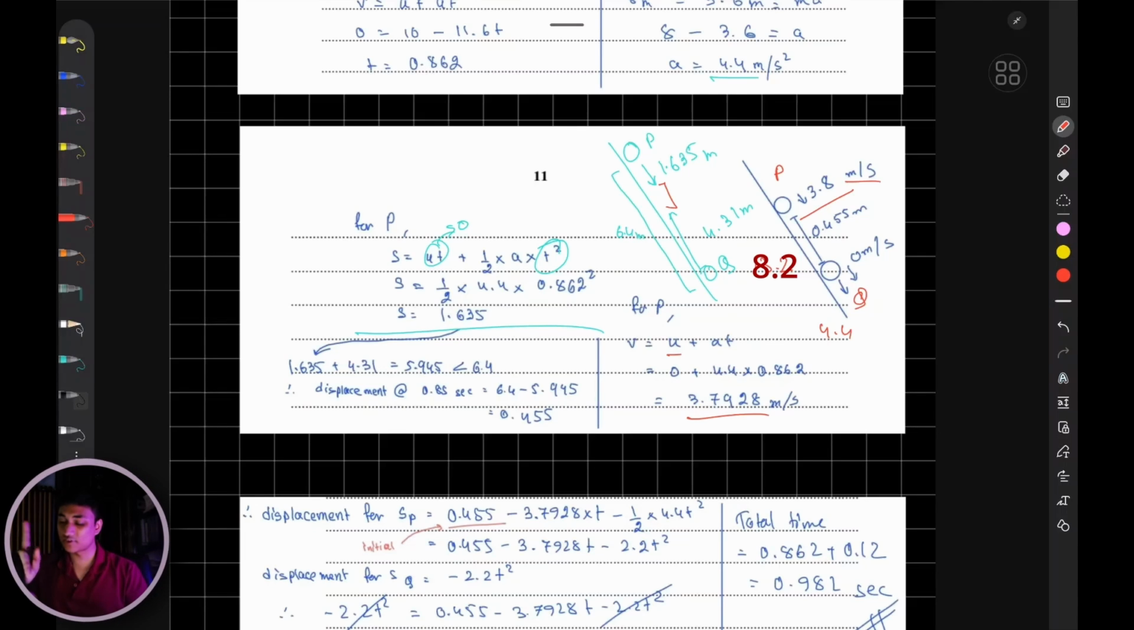Now notice one thing over here. Even though both the particles are accelerating at the same rate, P has an extra amount of velocity since it started moving downwards before Q did. Notice P has an initial extra bit of velocity downwards compared to Q. Therefore, this velocity is going to cover up this distance 0.455 meters.